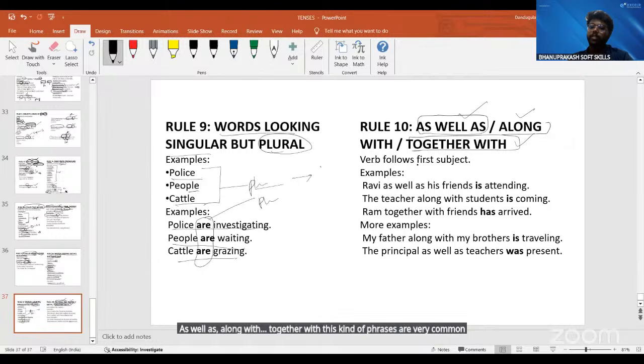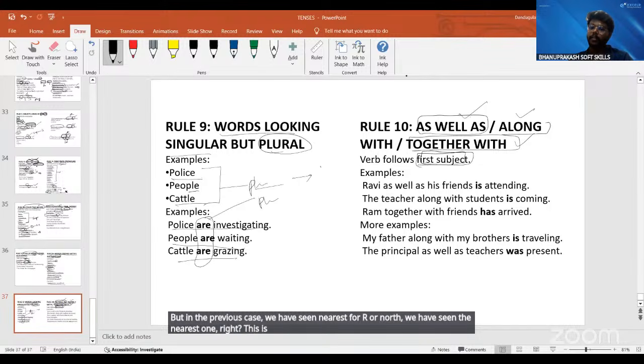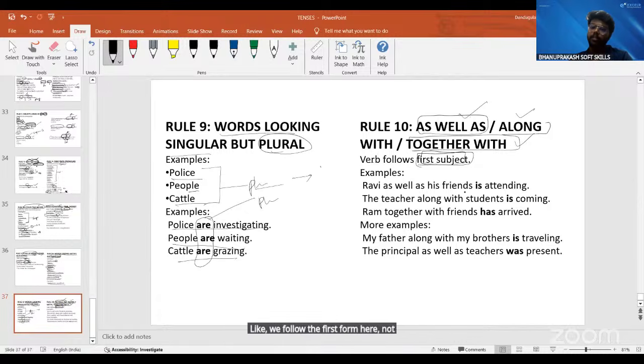So the verb follows the first subject. In such cases, the verb follows the first subject. But in the previous case, with 'or' and 'nor', we have seen that we follow the nearest one, right? This is vice versa to that. Here we follow the first subject, not the nearest one.